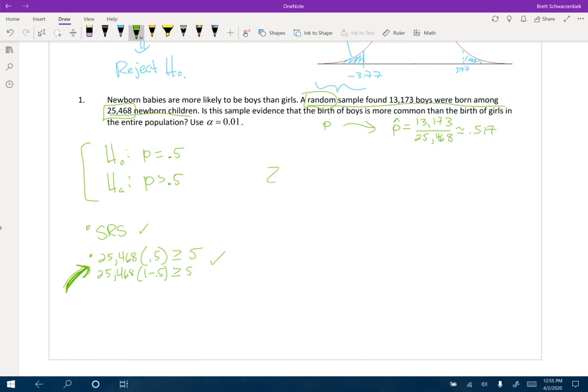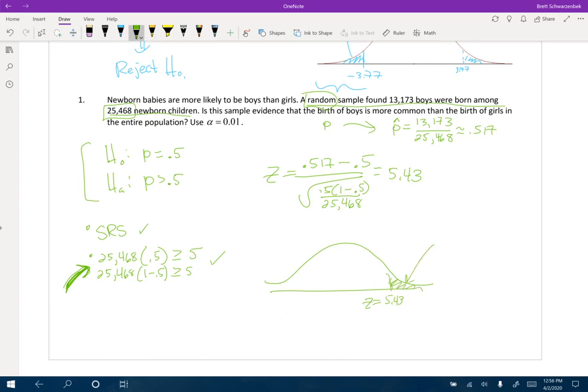We do z. So what's z? It's going to be our p-hat minus our p, over the square root of p, the population parameter, times 1 minus p, over n. Well, our n is enormous, 25,468. Okay, if we calculate this, we're going to get 5.43. So I'm going to just stick with p-value because I think it's much easier. So we're going to put 5.43 on our chart. This is a right-tailed test, so we only care about this area.